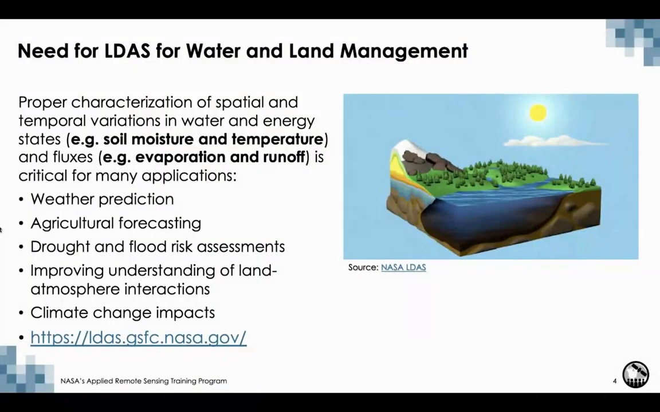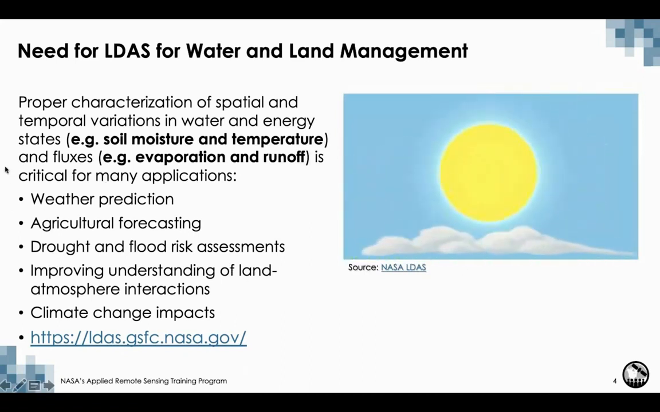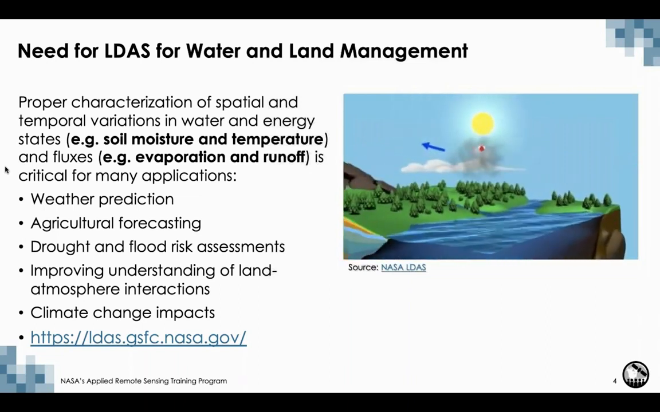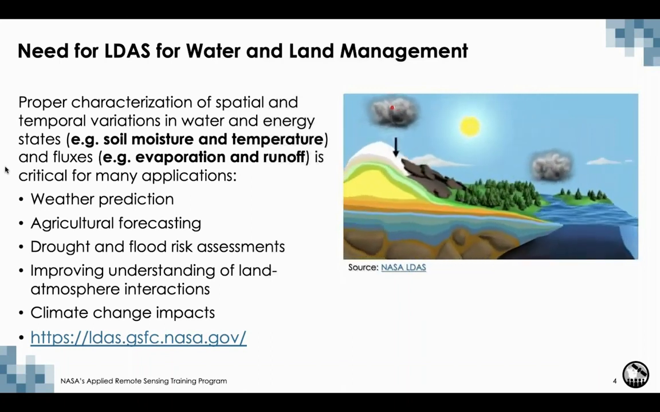First of all, why do we need LDAS? So basically that is for water and land management. And as you can see, there is a little schematic video here on the right hand side. But basically for proper characterization of spatial and temporal variations in water and energy states. That means soil moisture and temperature and fluxes. So energy fluxes like evaporation and runoff, they are critical for many applications.